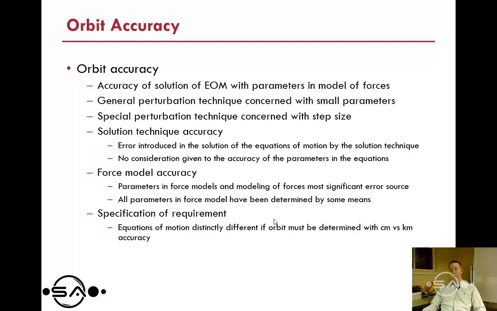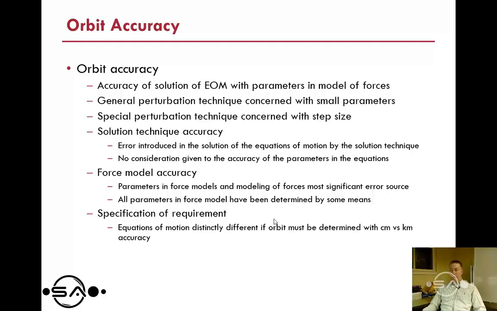we're concerned with the parameters in the force model and modeling what our most significant error is. Typically, that'll end up being drag, but we want to identify that quickly and early to understand what the error in the orbit accuracy is going to be driven by. And the thing to remember is that all parameters in force models have been determined by some means. This is where the true definition of a model comes out, where we're using something that's been simplified, so it's inaccurate, in order to give us a close enough answer about what's actually going on in the world that we can understand it and predict it, right?